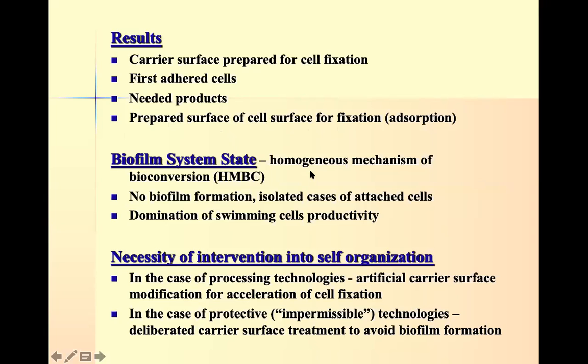Biofilm system state: homogeneous mechanism of bioconversion. So no biofilm formation, isolated cases of attached cells, domination of swimming cells' productivity. So these are the phenomena state. Only a few cells are attached, but all are swimming.